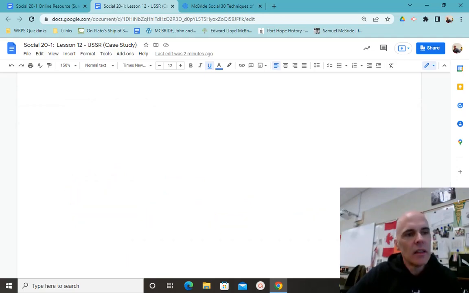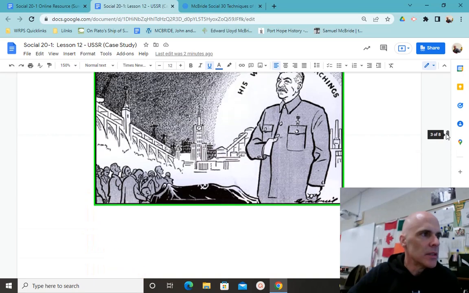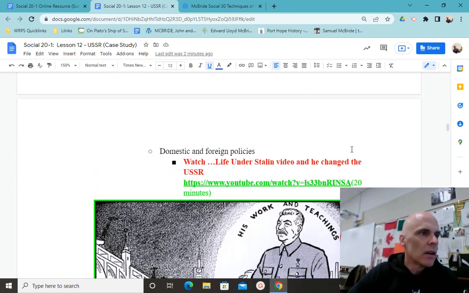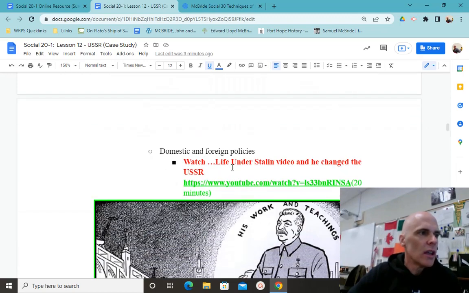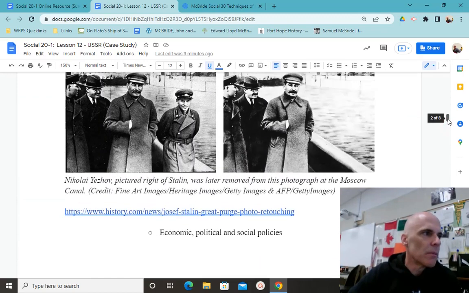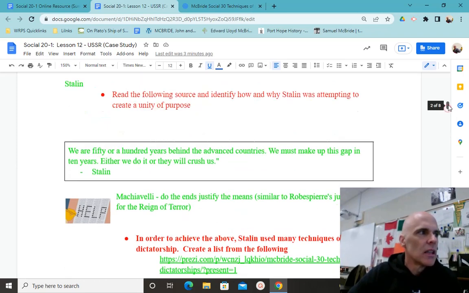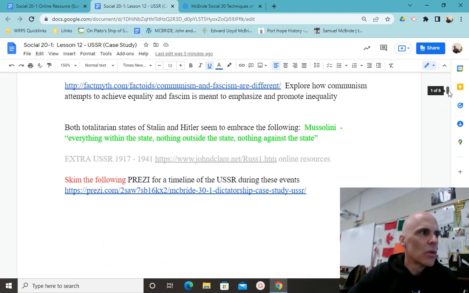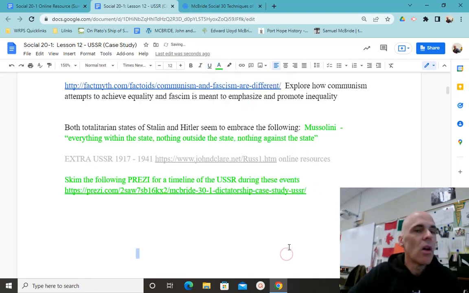So yeah, that's it. The main things to do today would be to watch that Life Under Stalin BBC video right here. That's one of the main things to do. That's why it's shown in green and red. Red is a task, green is something important. It's also important to take a look at the techniques of dictatorship and note those as well, please. And yes, you can look at that other Prezi and take note of the key events in the Soviet Union and of Stalin's policies.